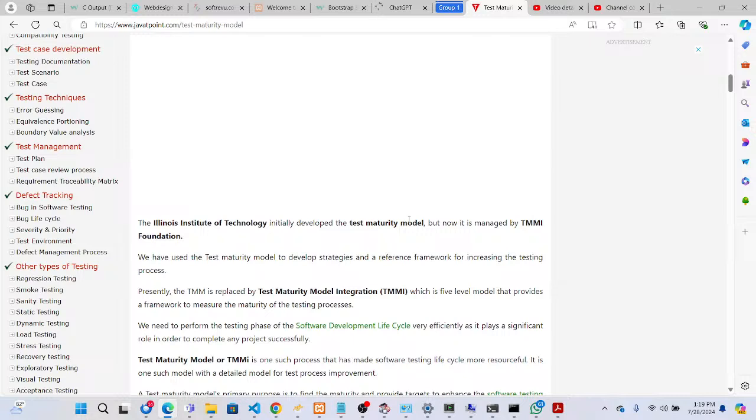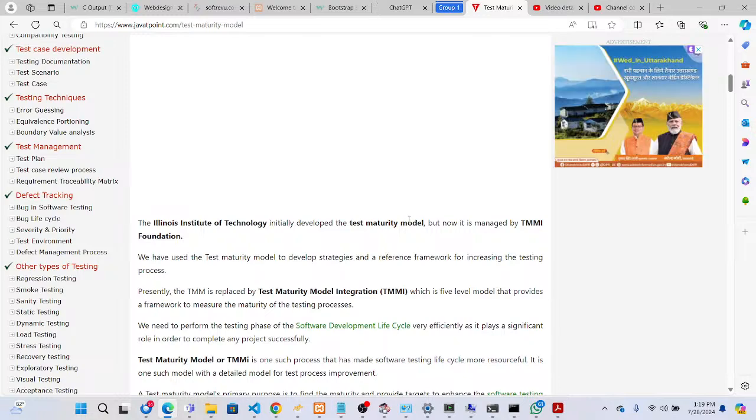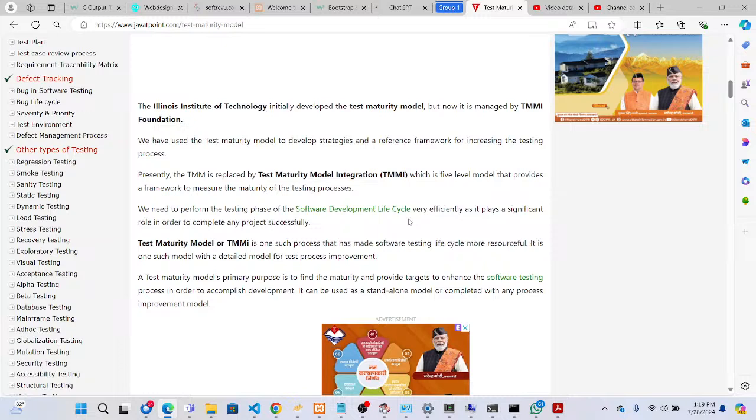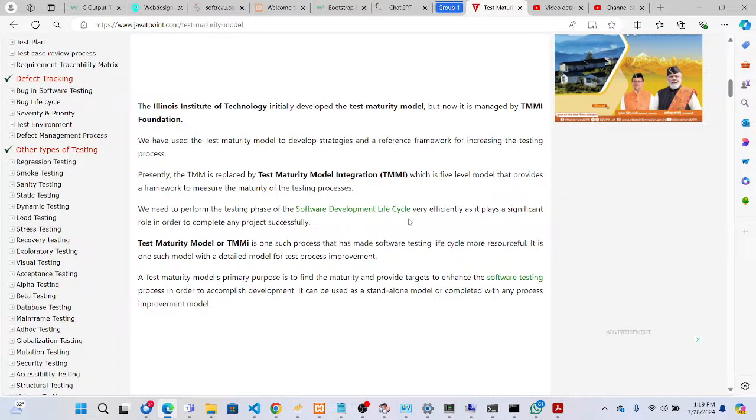Presently, TMM is replaced with the Testing Maturity Model Integration, which is a 5-level model that provides the framework to measure the maturity of a testing process. Okay, so TMM or TMMI is one such process that has been made.